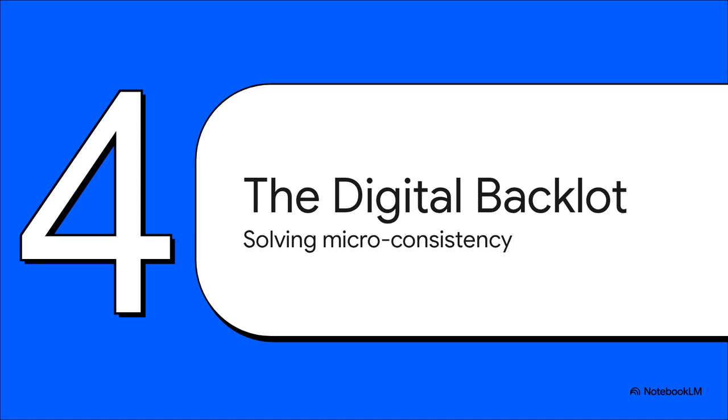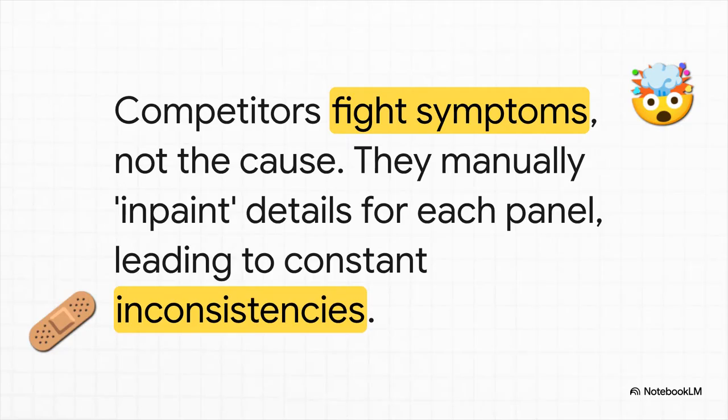This is the idea that takes us from just general consistency to making sure every single little detail is perfect from one panel to the next. You see, most other tools are basically just playing whack-a-mole. An AI generates a dress with a missing sleeve, so the user has to manually in-paint it back in. But in the next panel, the dress's pattern is totally different. They're always just fighting the symptoms, the little mistakes, because their system has no real memory of the objects themselves.